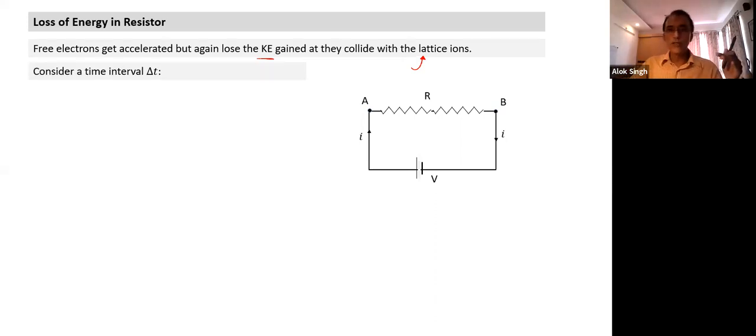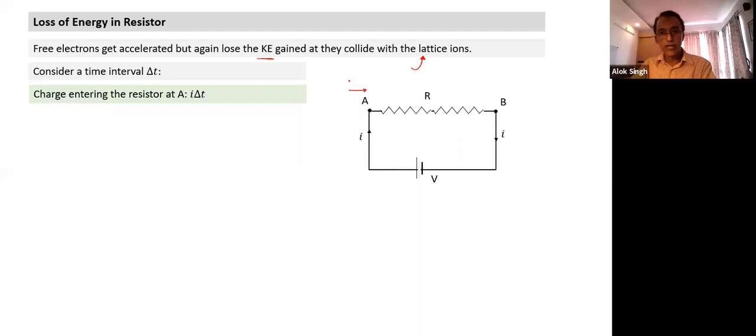Let's see what is happening in terms of equations. Let's consider a time interval delta t. In time interval delta t, what is the charge which will enter at point A? Let's say this is the entry point of the resistance. If the current is I, the charge which will enter in time delta t will be equal to I delta t. That is, delta q equals I delta t.